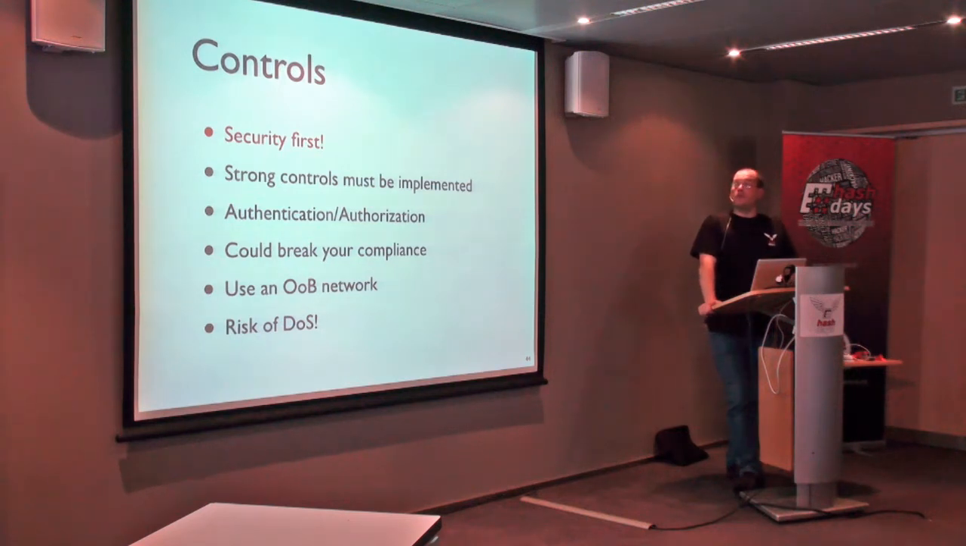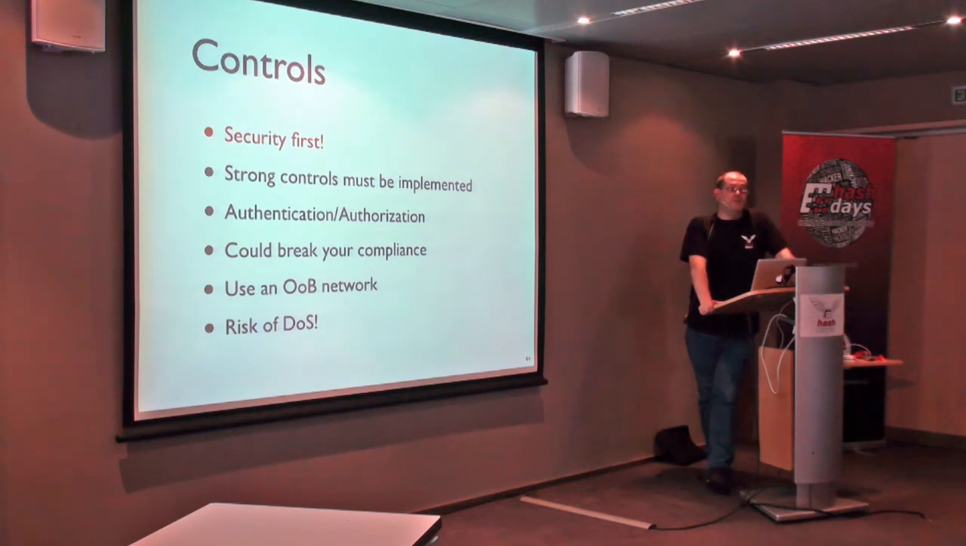Very important slide about the controls. When you implement this kind of solution, so you try to automate as much as possible your infrastructure, first think about security, because we are trying to improve the security by doing this, but we can also introduce more security issues. That's why strong controls must be implemented. Why? Because if we allow automatic systems to change the configuration dynamically, we can be in trouble from time to time. That's why first you need to implement a very good authentication and authorization.